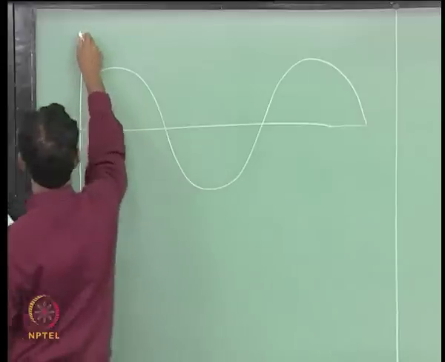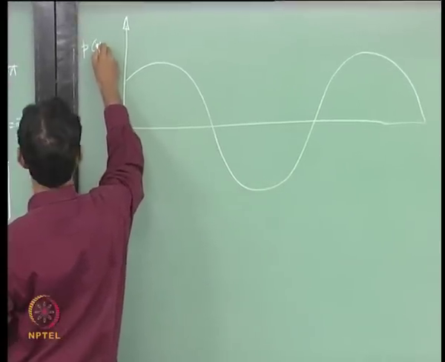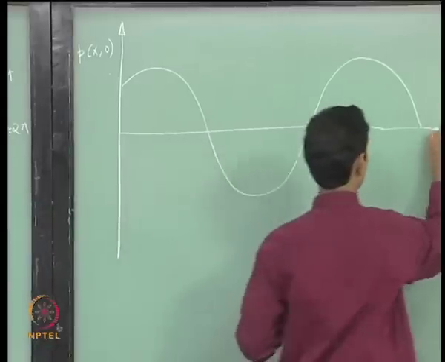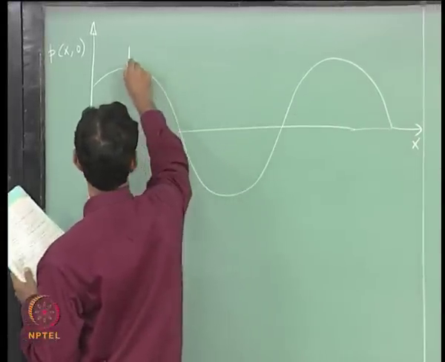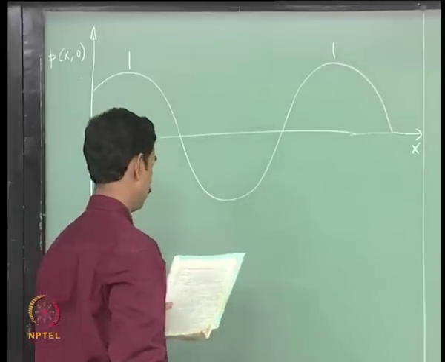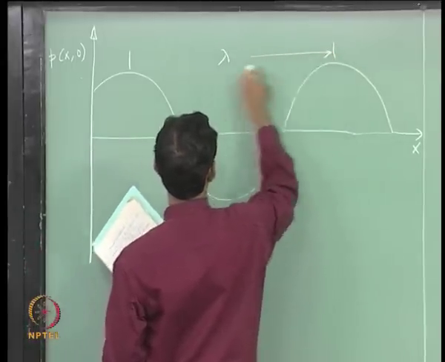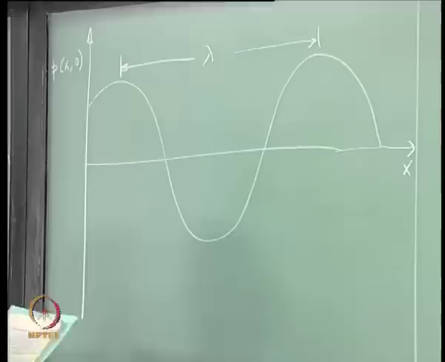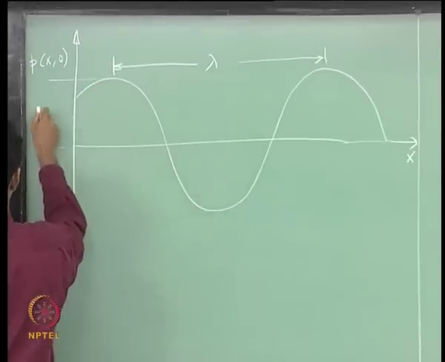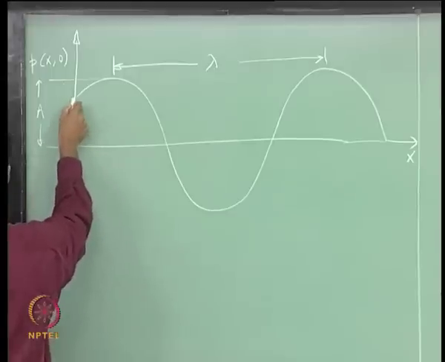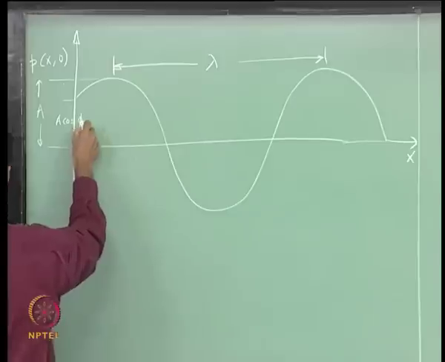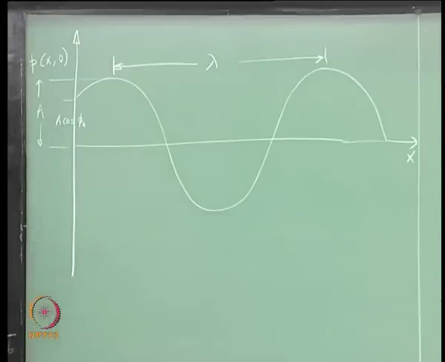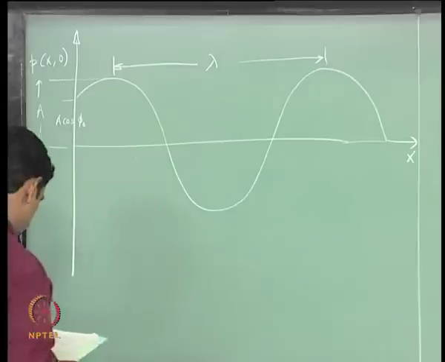So now what I have is p of x comma 0, that is, the time t equal to 0, as a function of x. And let us mark the important features. The distance between two peaks would now be the wavelength lambda, that is the length of the wave, the distance between two different peaks. You can also define it as the distance between two different crests and so on. The amplitude here is the same, it will be A, and you also have the reference phase, A cos phi naught, actually A cos minus phi naught, but cos of minus phi naught is the same as cos of phi naught.